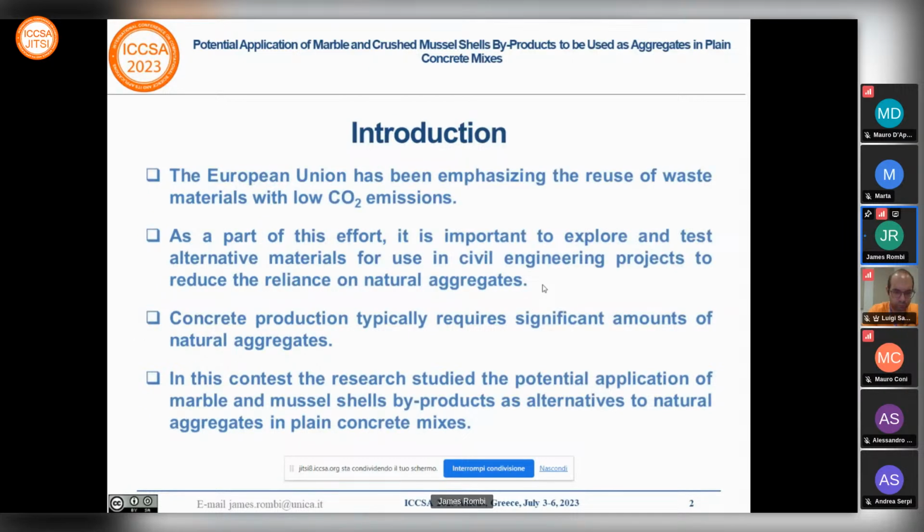In recent years, the European Union has been emphasizing the reuse of waste materials with low CO2 emissions. As part of this effort, it is important to test alternative materials, especially in civil engineering projects. As we know, concrete production typically requires significant amounts of natural aggregates. For this reason, in this research, we studied the potential application of marble and mussel shells byproducts as an alternative to natural aggregates in plain concrete mixes.